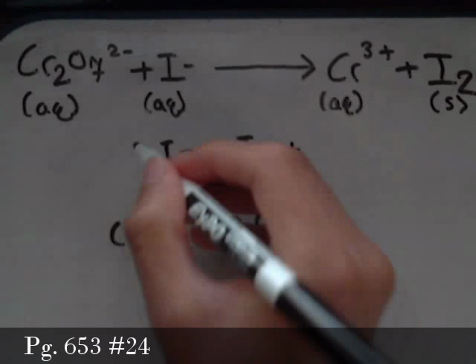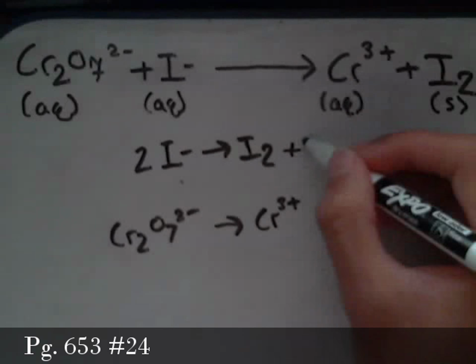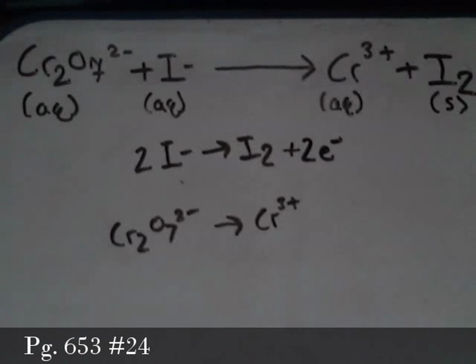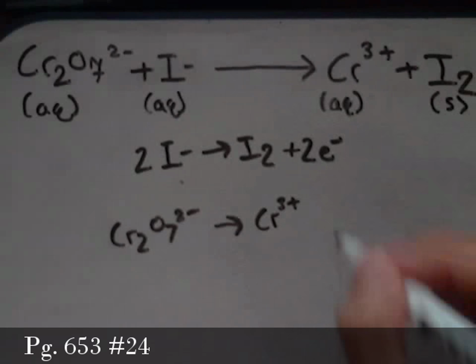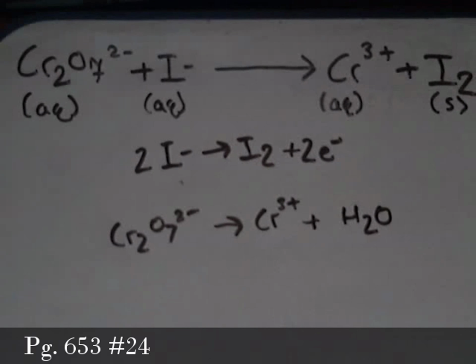So we have a coefficient of 2, so we can have 2 iodines on each side, and then the charge on the left is 2 negative, or minus 2. On the right side it's 0, so to balance that we add 2 electrons to the right side. On the next part we actually have to add H2O because there are oxygens on the left side, which we were able to skip on the first part because there were no oxygens.